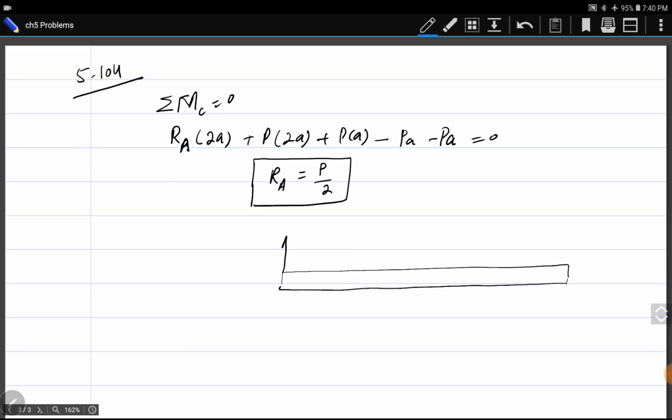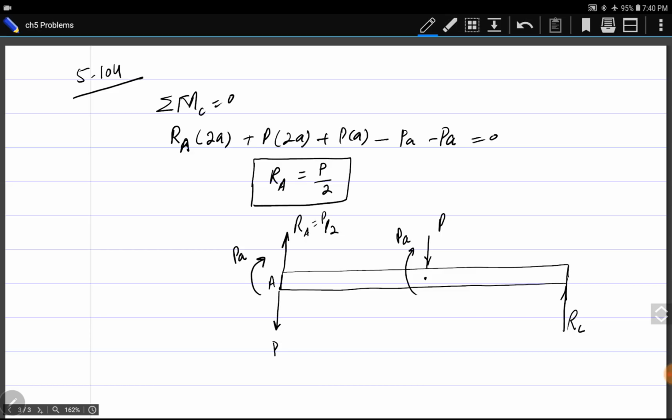Is Ra equal to P by 2, and here is P, then this PA moment at point A. At point B, we have a downward force P and a moment PA, and at point C, we have RC, and we do not need to calculate RC.